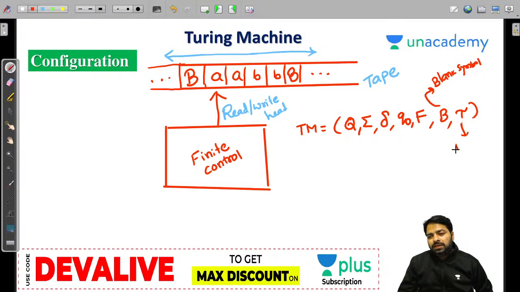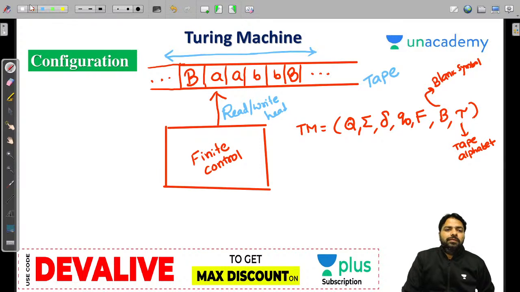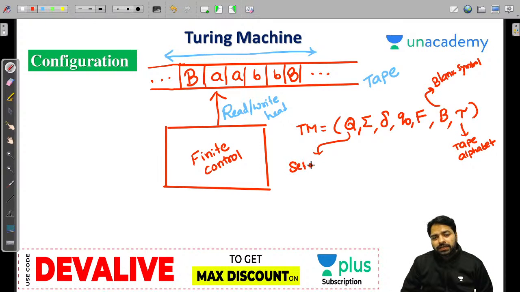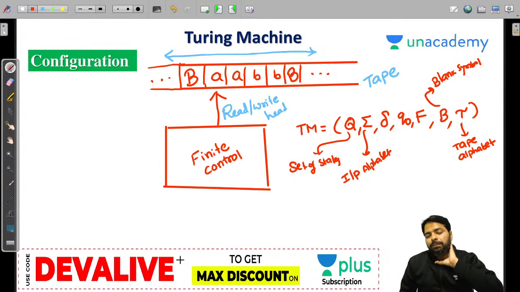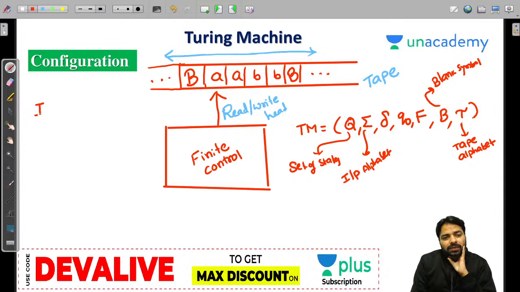Tau is the tape alphabet. Now, additional other parameters you might know about. In DFA, finite automata, PDA, you have learned them. Q is the set of states, and sigma is the alphabet, the input alphabet. Now the only difference is, what is the input alphabet and the tape alphabet? That takes a little bit of time to understand.